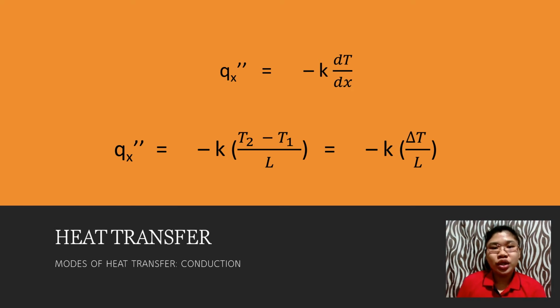Note that the equation provided here is for heat flux only. That is the rate of heat transfer per unit area. If you want to know the heat rate by conduction, you have to multiply by the area. So again, this is heat flux, the rate of heat transfer per unit area. If you want to know the heat rate by conduction, you have to multiply by the area. I hope that's clear.